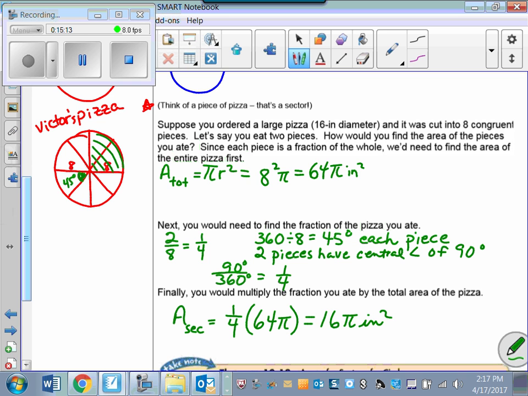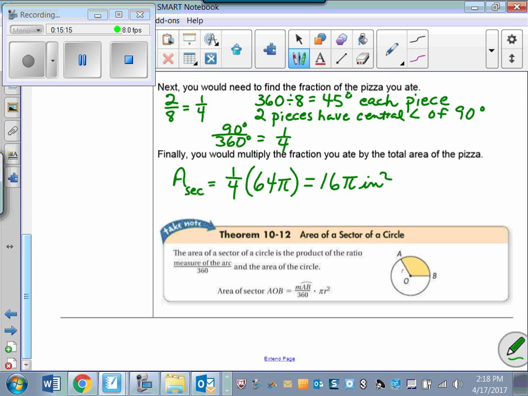How would you find the area? It didn't ask me to, but I actually did it here on my paper. This is approximately 50 square inches of pizza that you ate if you're having 2 pieces of that pie. Okay? And so here is the theorem with the formula, but hopefully since we went through it this way, you don't really have to memorize this formula because the steps we did were what?